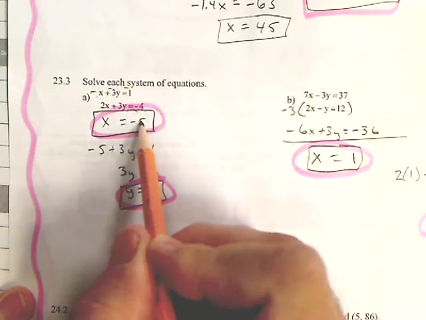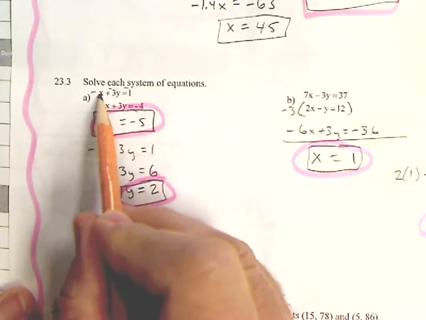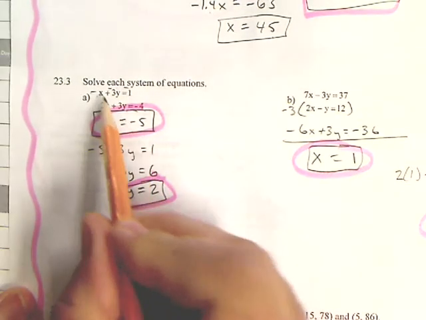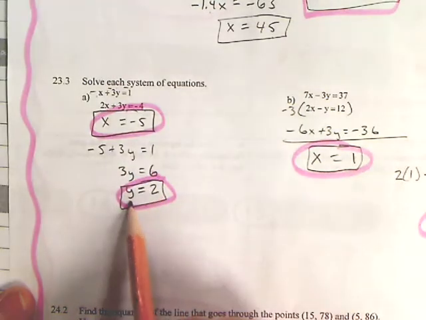Don't forget to plug it back in to one of the equations. Plug in my negative 5 for the X. And then I solved, and I got my Y.